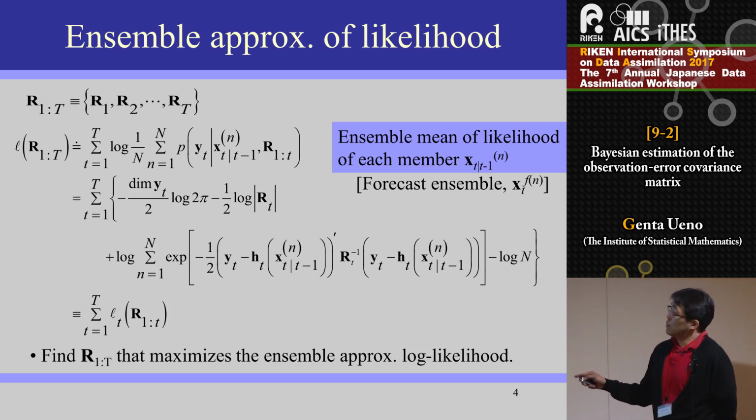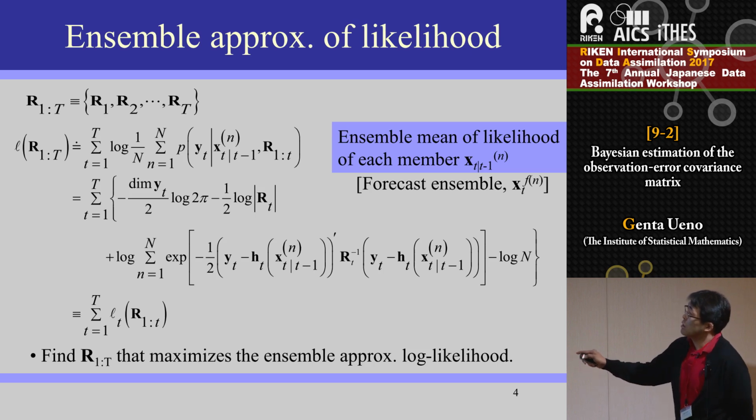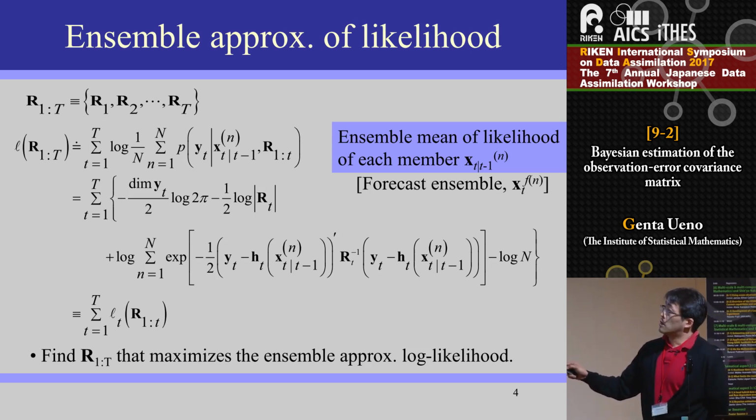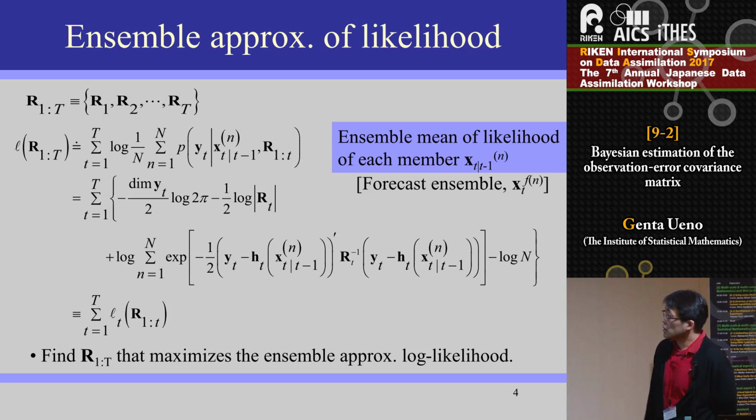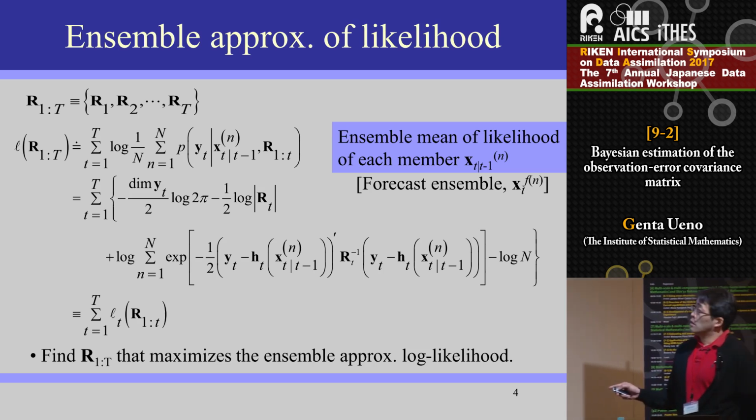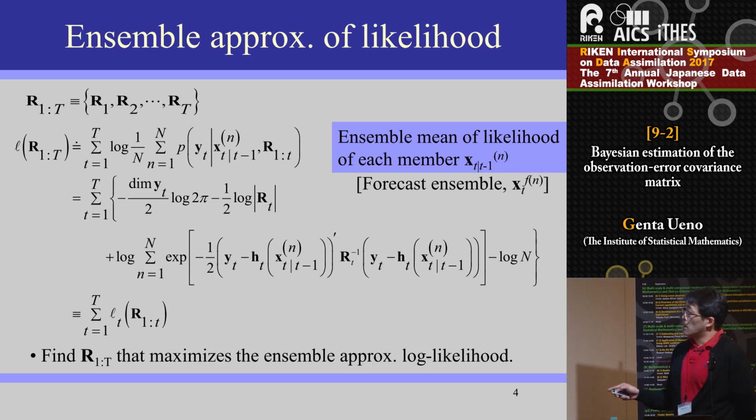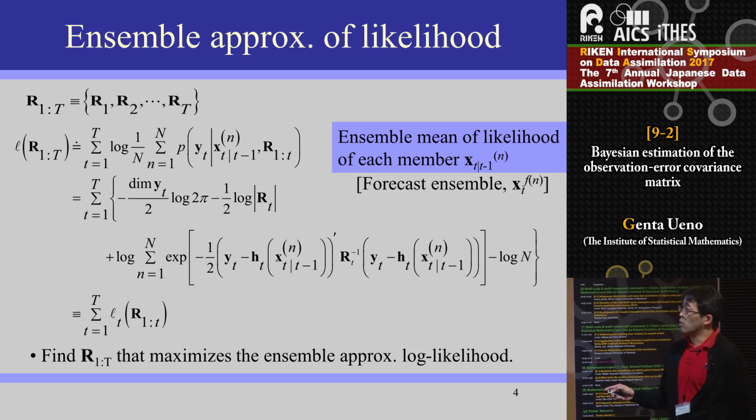Next, I define L_T as the summand in the second line. So the likelihood of R1 to R capital T is represented by the sum of L_T, the likelihood of each time step. In maximum likelihood estimation, our purpose is to find the R1 to R capital T that maximize this value. This value means the ensemble approximation of log likelihood.